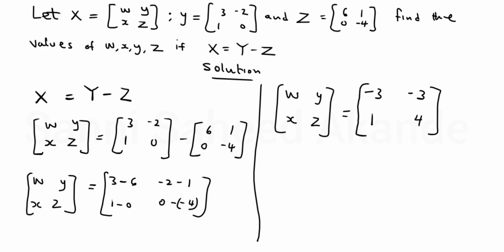So when you compare all the elements in these matrices, you will discover that w is equal to minus 3, then y is equal to minus 3, then x is equal to 1, and finally z is equal to 4. So those are the values of w, x, y, and z.